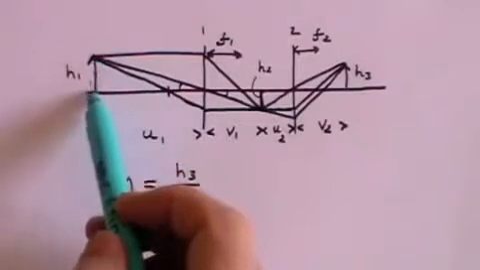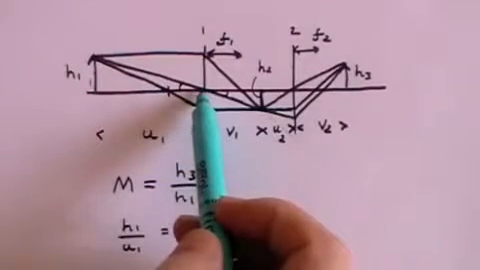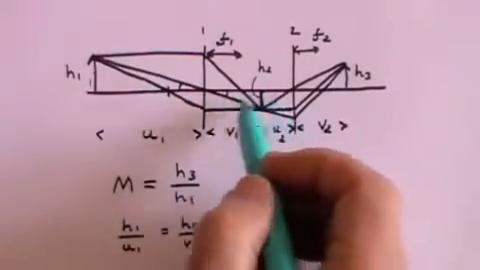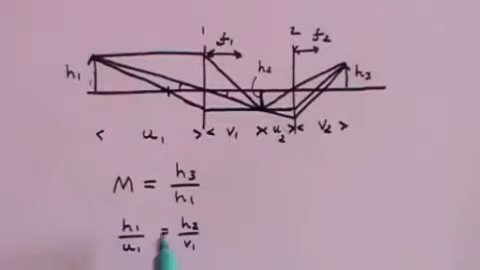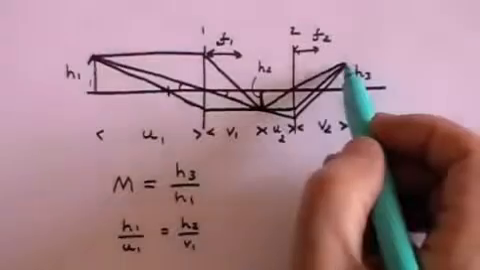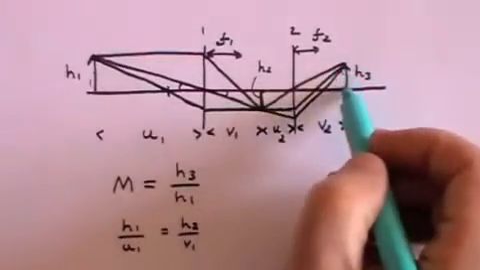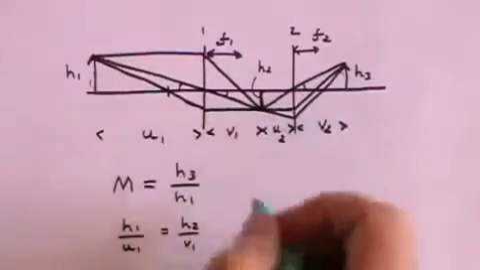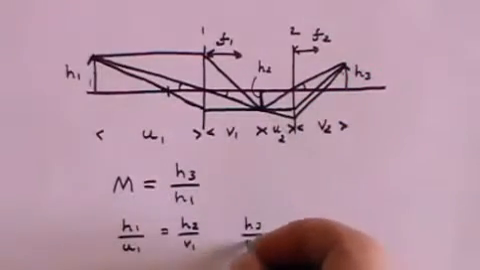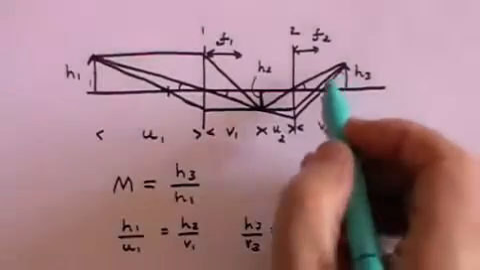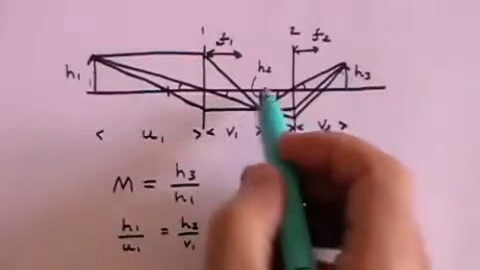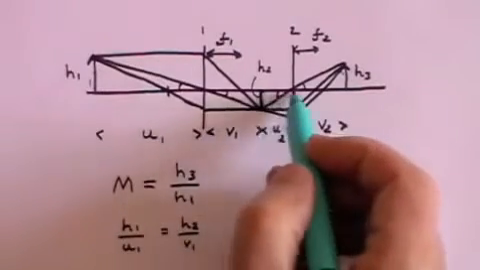And so the tangent of this angle is h1 over u1. The tangent of this angle here is h2 over v1. And so those two terms are the same. Similarly, I can take this triangle here. The tangent of that angle is h3 over v2. But that angle is the same as that angle, and the tangent of that angle is h2 over u2.